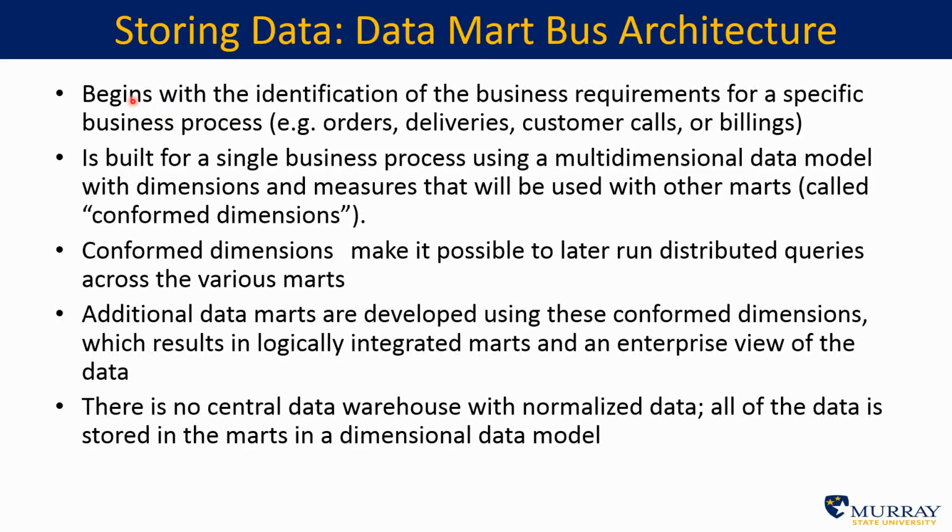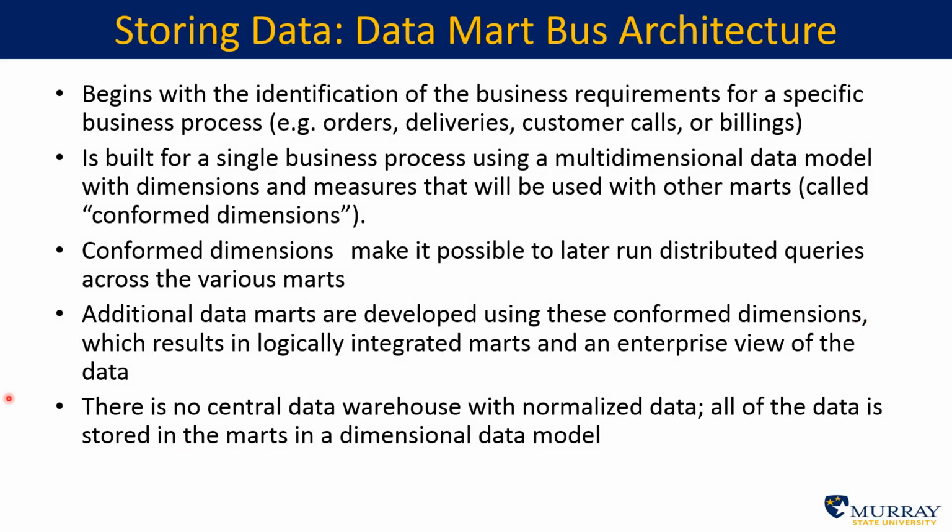So building a bus architecture involves identification of the specific business processes and the kind of data requirements that they have. For example, an organization may figure out that the kind of dimensions or data requirements for processes may involve information about orders, deliveries, customer calls, or billings, right? Or those things can be processes. And then a single business process is supported by specific dimensions of that data, and those dimensions are called conformed dimensions or common dimensions. And then additional data marts develop using those conformed or common dimensions.